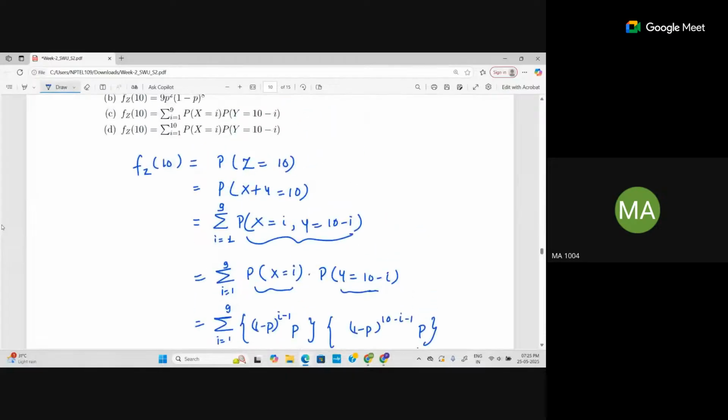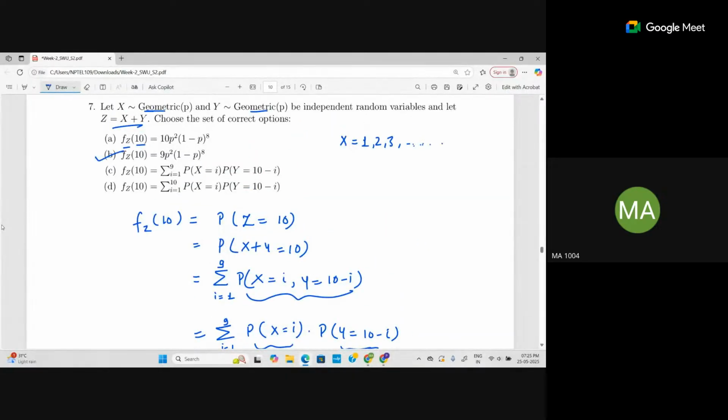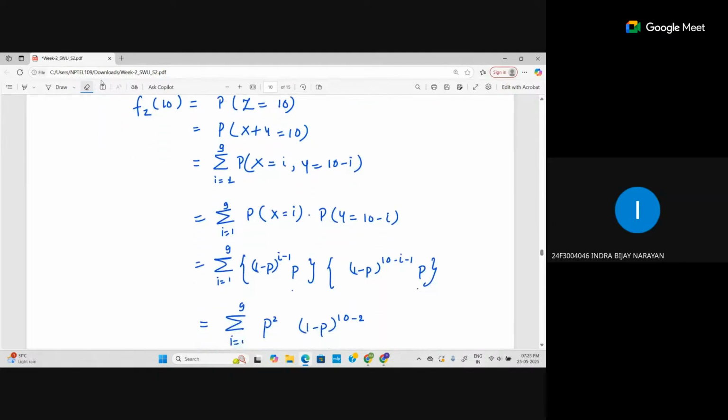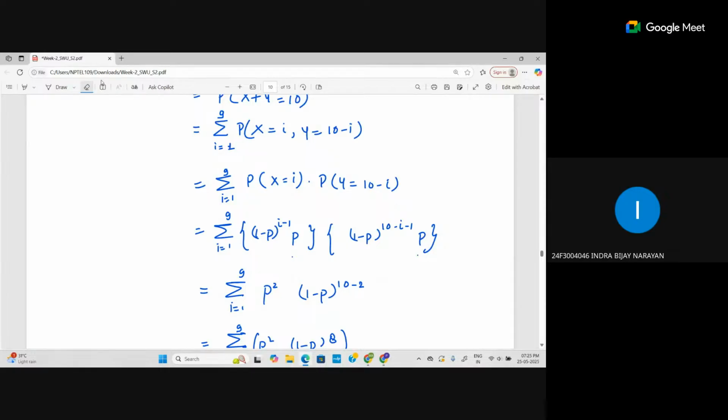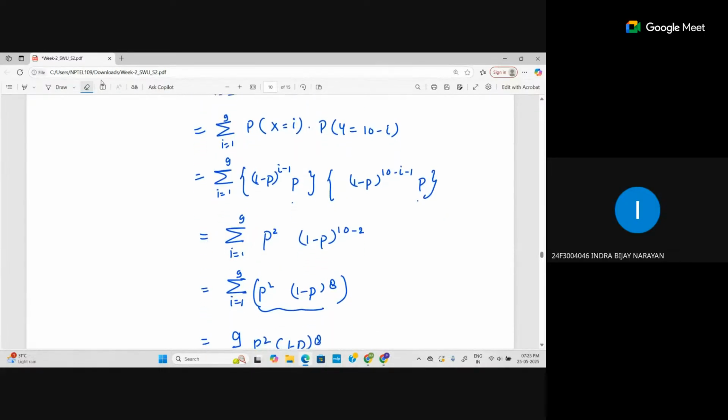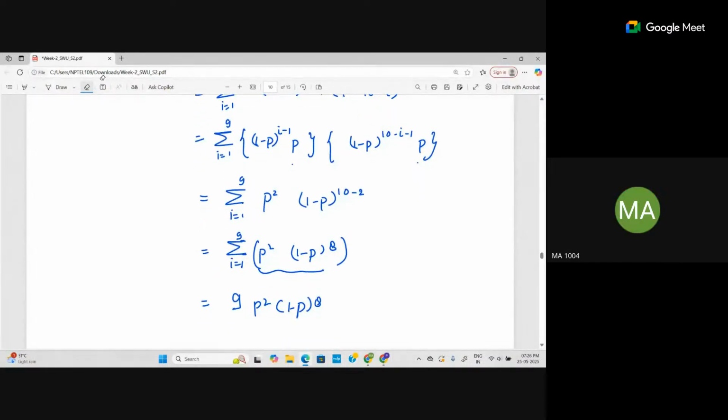So you can see that option B and option C will be correct. Any question? Can you scroll down, please? Okay, thank you. Is it fine for everyone? Yeah.